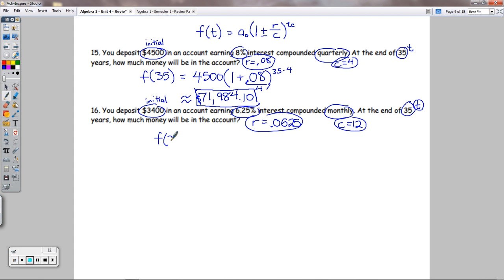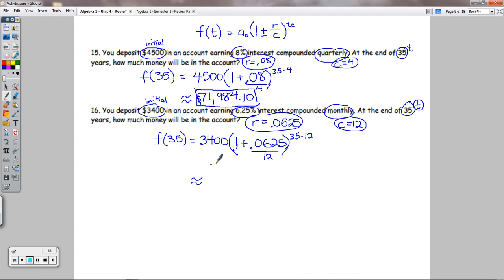So you have f of 35 equals the initial value, 3,400, times 1, and we're adding, once again, interest, so we're increasing the amounts in the accounts, 0.0625 to the t power, to the 35th power. But again, we need to divide by how many times we're compounding. So this is divided by 12 here, and then this is times 12 there.